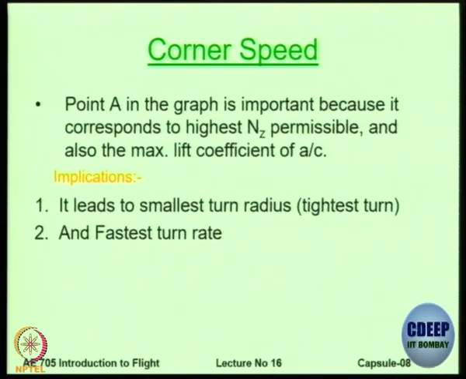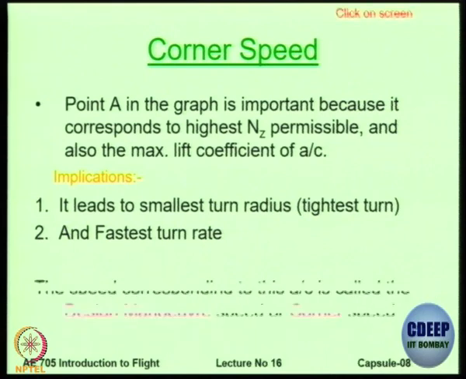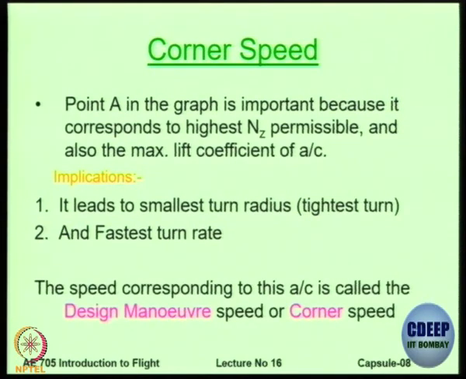So this is such an important point that sometimes we use it to compare two aircraft. Somebody says, how does F-16 compare with, let's say, LCA? There are many parameters. We saw it last time also. One parameter is, what is the corner speed? So whichever aircraft has a lower corner speed, it will be better than the other from the point of view of maneuverability.